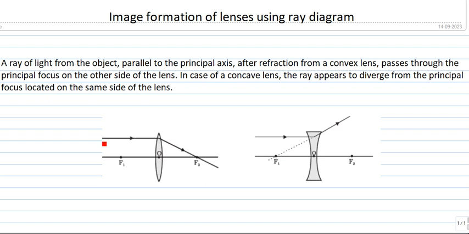So this is what we have in the first. This ray of light which is parallel to the principal axis is passing through F2, which is on the other side of the lens. Similarly, in case of a concave lens, this ray of light which is parallel to the principal axis here appears to diverge from the principal focus on the same side. Yes, it appears to diverge from F1. This is point number 1.